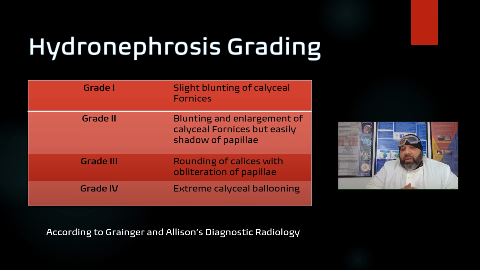papillae. In grade 3, there can be a rounding of calyces with obliteration of papillae. And grade 4, there can be extreme calyceal ballooning, where hydronephrosis can cause more renal parenchymal and tract parenchymal damage.